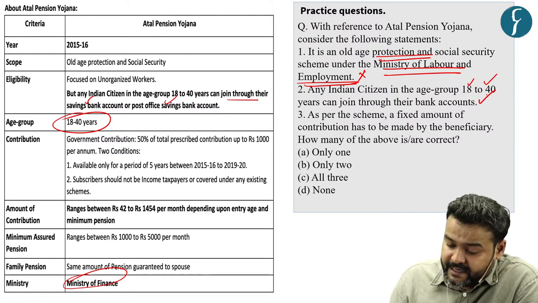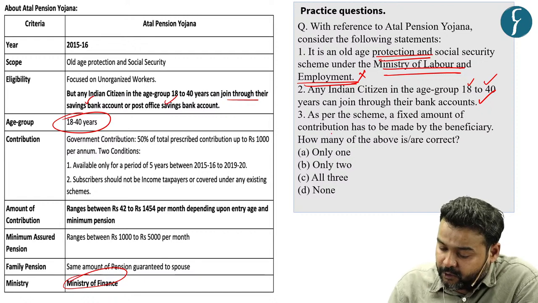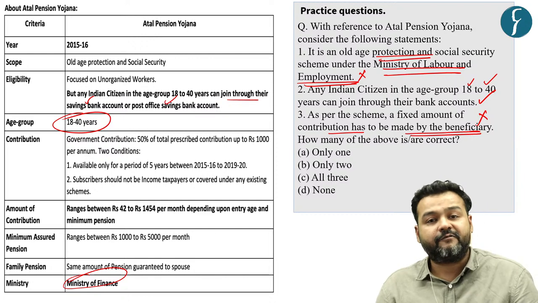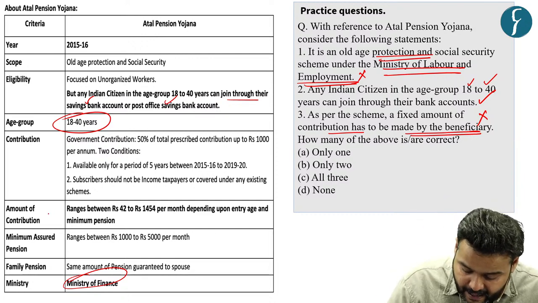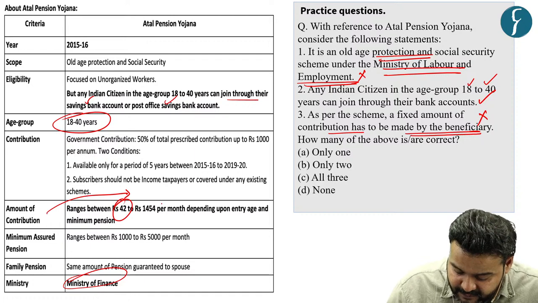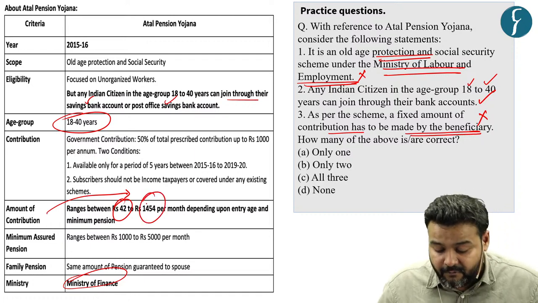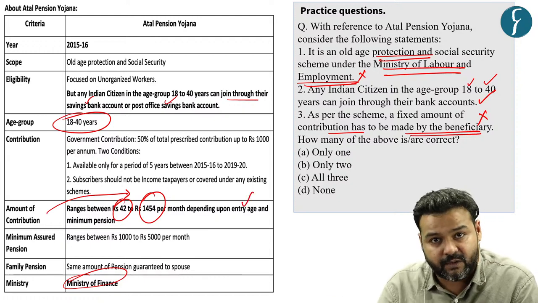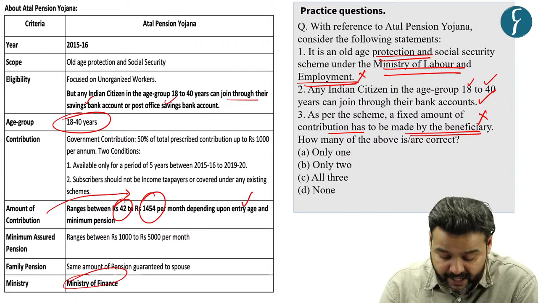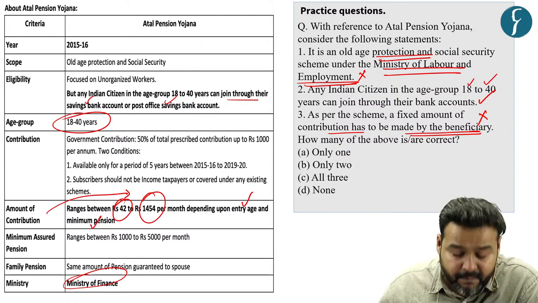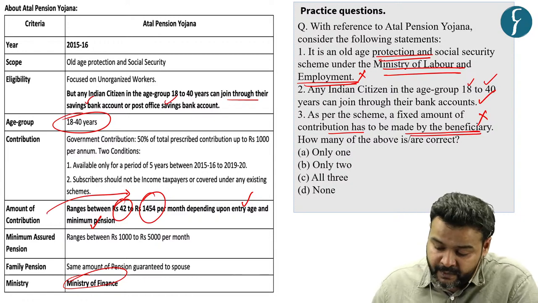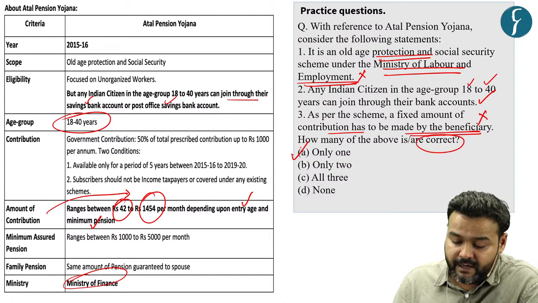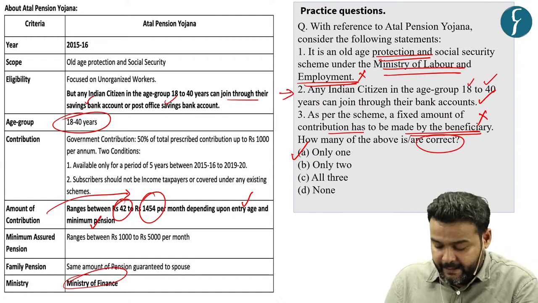Now the third statement says as per the scheme a fixed amount of contribution has to be made by the beneficiary. Now this is incorrect, because here flexibility has been provided. The contribution ranges from rupees 42 to rupees 1454 per month, depending upon the entry age, the age at which you are joining the scheme, and the minimum pension that you opt for. So as you had to find the correct statement, the answer is A, that is only one, the second statement. Fine.